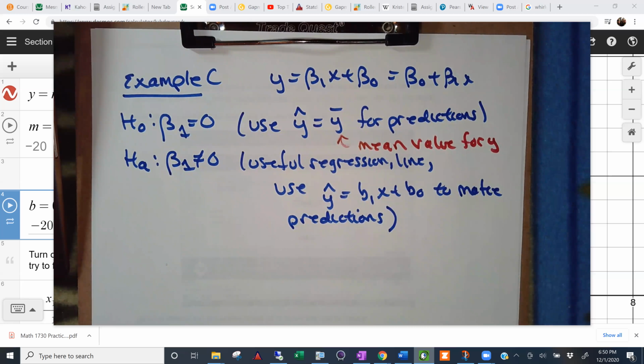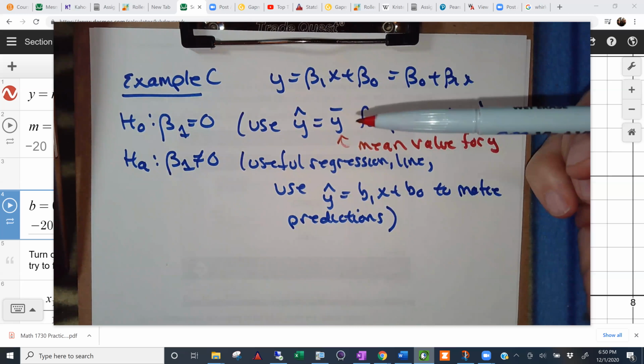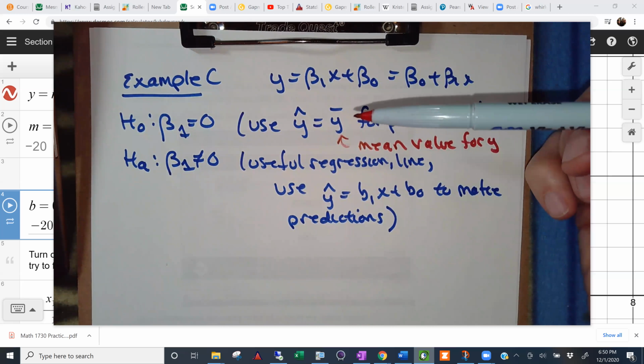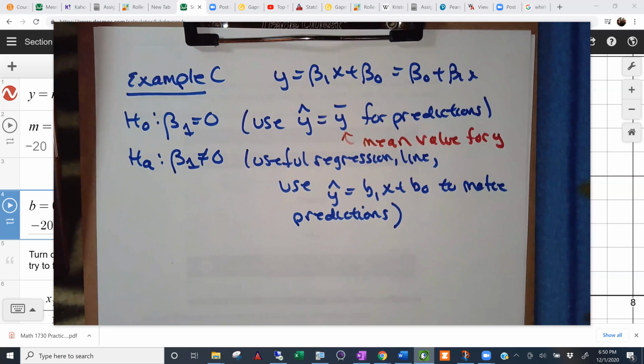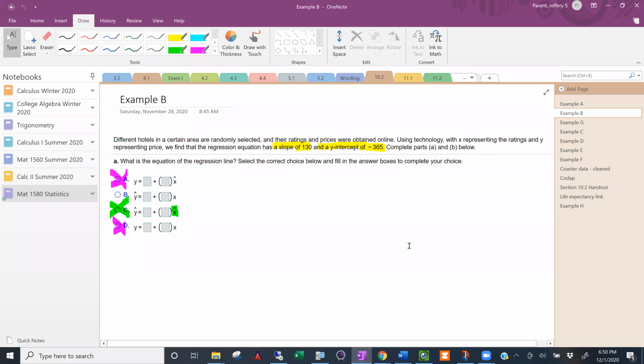Now let's follow through with example C. I'm going to do example C two different ways, so you're going to get the extended version of example C. But let's do it as it's stated on your handout first. So that would be here.